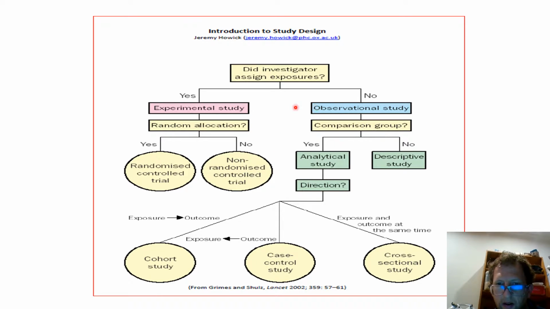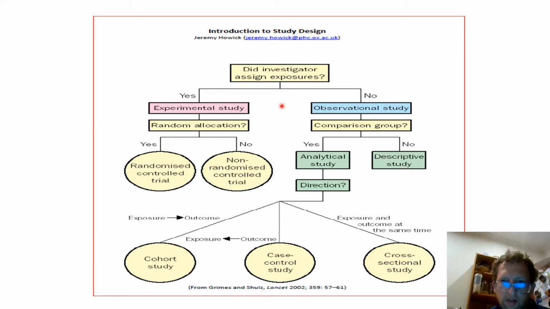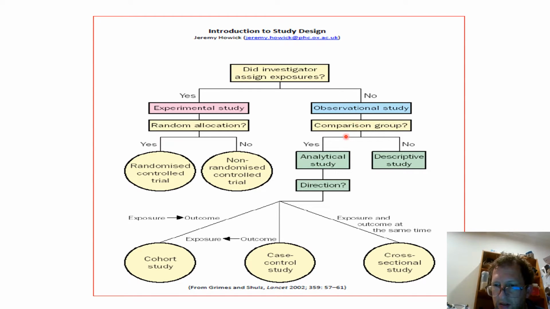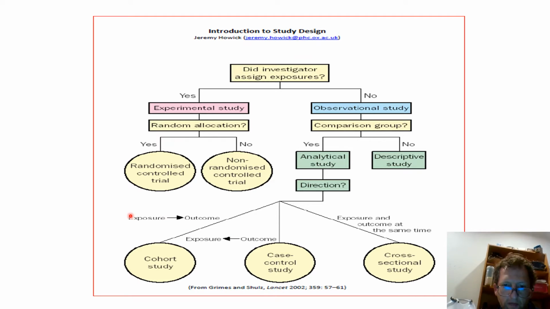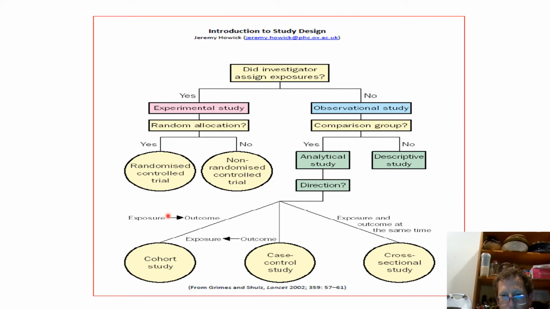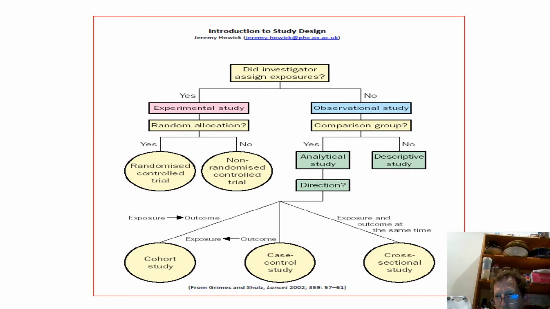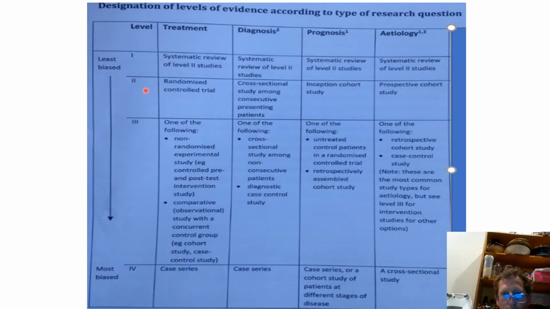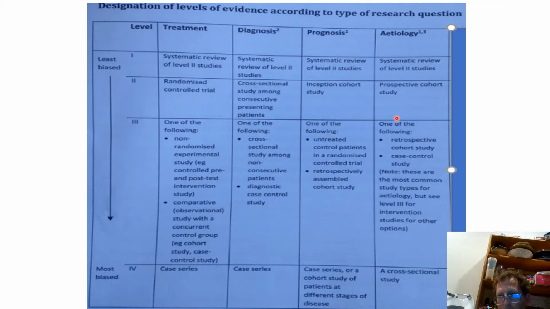So this is a study done in 2016. So what is it? Did they assign any intervention? No. Is there a comparison group? Yes, there's those who were exposed to asbestos, those that weren't, so it's analytical. And then it's a case of the direction. Well, they selected patients on the basis of their exposure, and then they follow them for an outcome, so therefore it's a cohort study. And then you go here and go, right, okay, it's an etiology question.